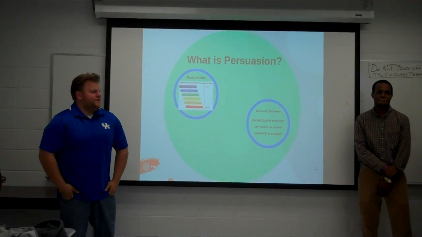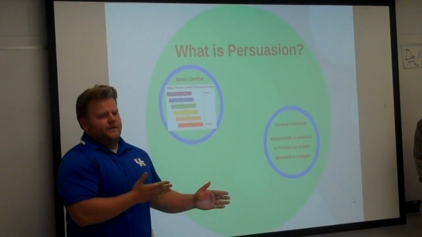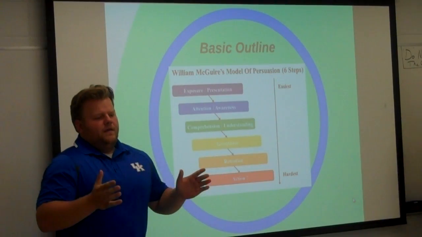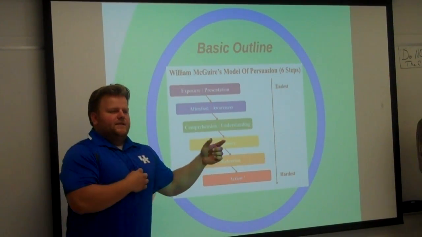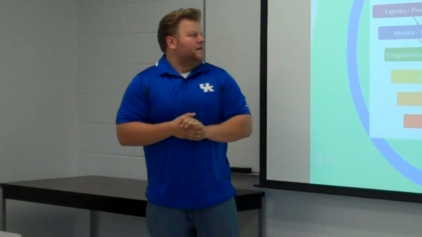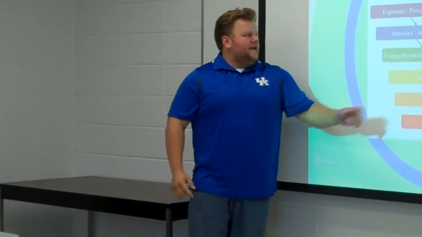Okay, so William McGuire was a social professor at Yale University, and he came up with this six-step model that shows how people receive messages, specifically ads, and kind of retain the information and how it persuades them to buy it. And so it can be broken down into these steps.